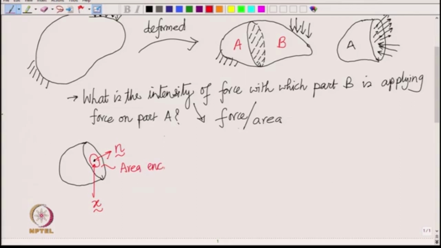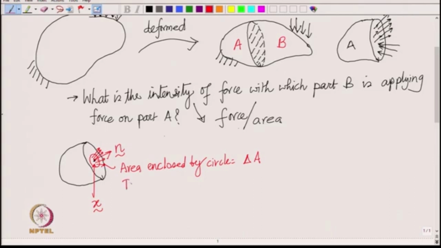Area enclosed by the circle, that is delta A, all right. And also suppose that on this circular disc, you have force acting from the other part of the body.